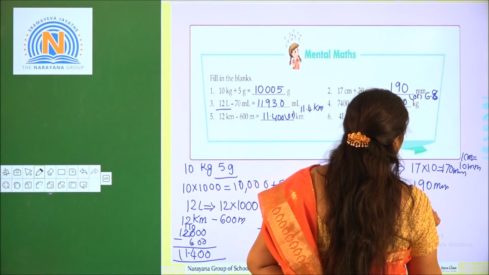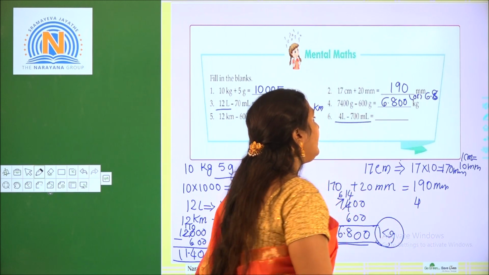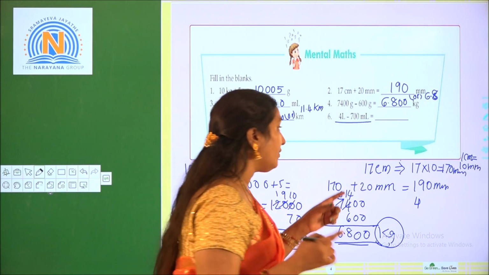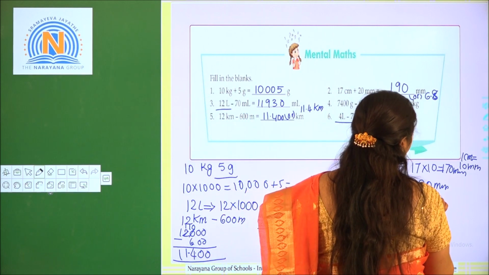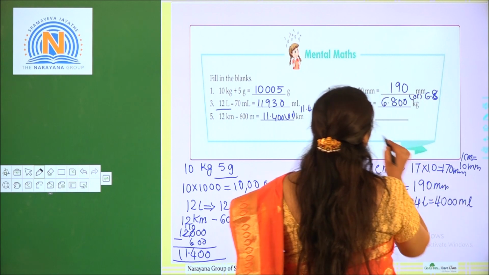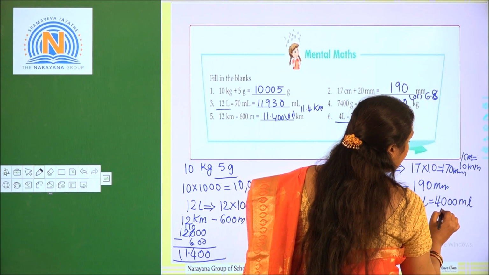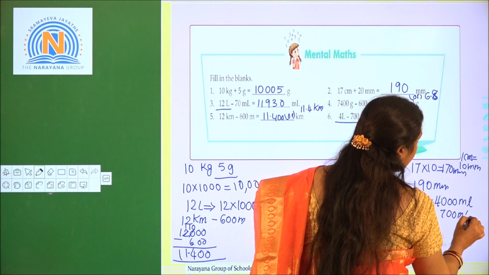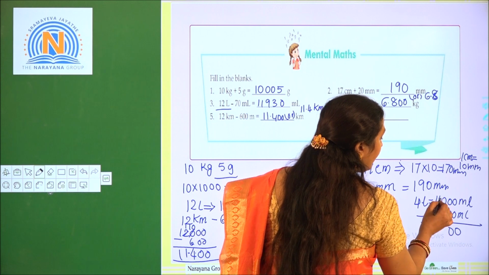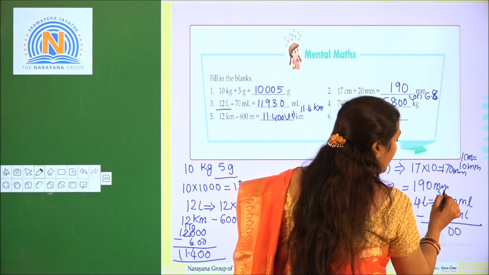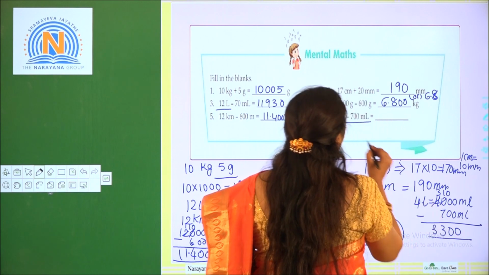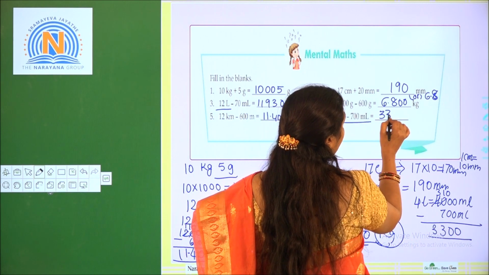Okay. Next, 4 liters minus 700 milliliters. Sorry, here 4 liters minus 700 milliliters. First we have to convert: 4 liters equal to 4000 milliliters. Now we subtract 700 milliliters. Okay. So 0, 0, 0 minus 7 we cannot. From here regroup it. 0 will become 10. 10 minus 7 is 3. Here 3.